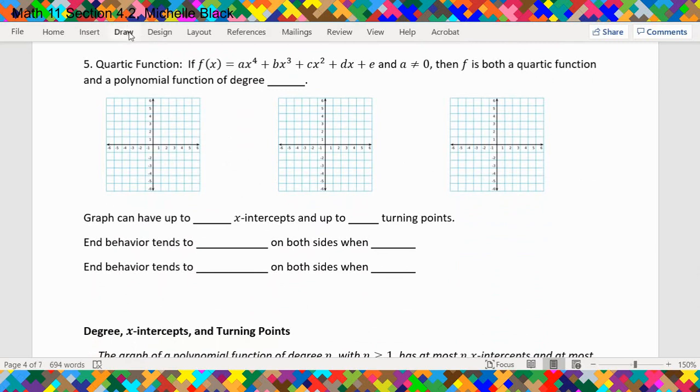A quartic function. If f of x equals ax to the fourth plus bx to the third plus cx squared plus dx plus e, and a is not equal to 0, then f is both a quartic function and a polynomial function of degree 4. Here are some examples of quartic functions.